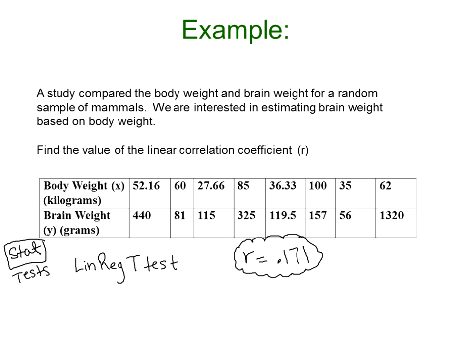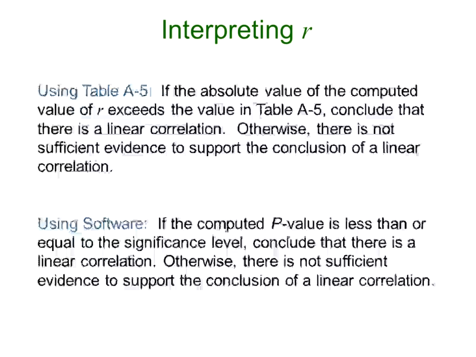But I'm going to go through this process so that you could see the process. In any case, here it says we are interested in estimating brain weight based on body weight. Well, if there's no linear relationship, then I'm not going to be using that regression equation that I talked about earlier to make that prediction, because that regression equation can only be used if there's a linear relationship or a linear correlation. Okay, but I'm going to go through the process so that you see how we would work it out.